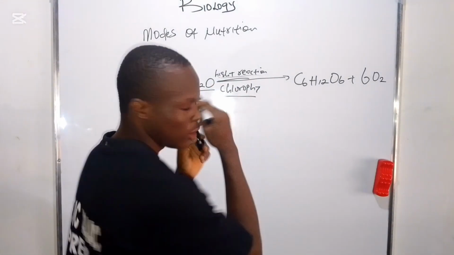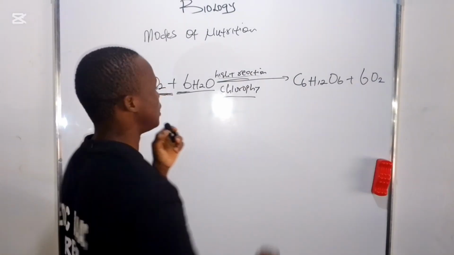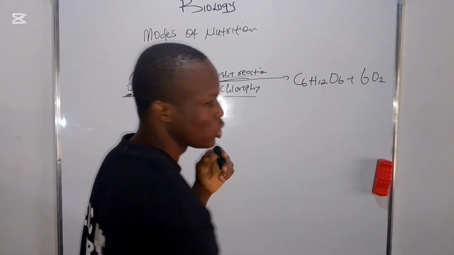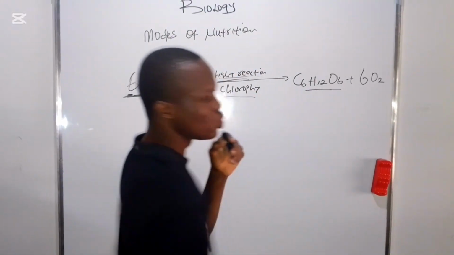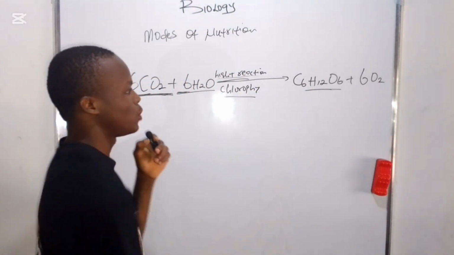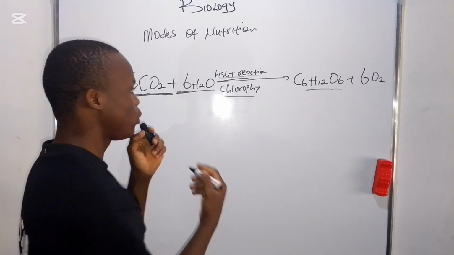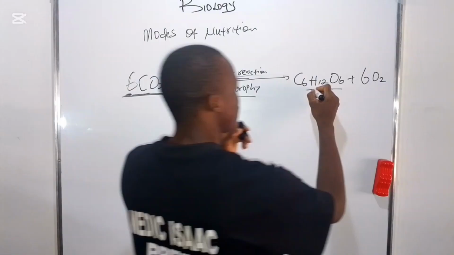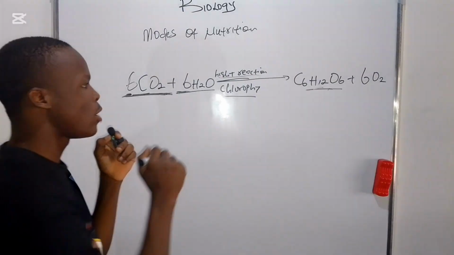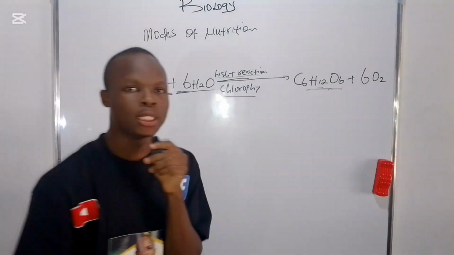So let's come to the product side. This product is glucose. We all know that. And this glucose is a simple sugar. Do you understand? So this glucose is used up for respiration immediately.